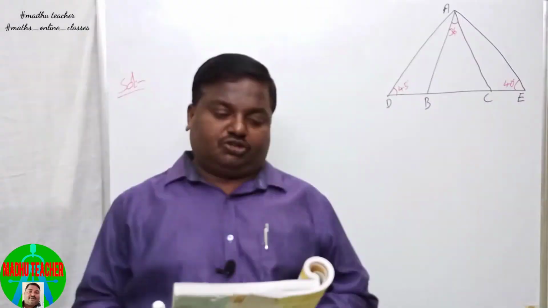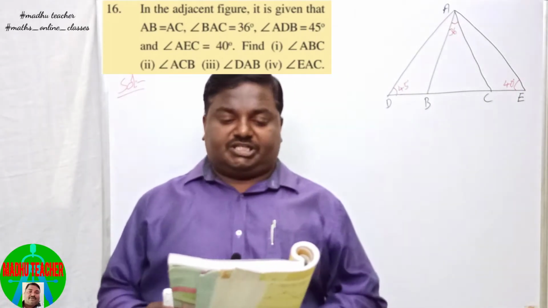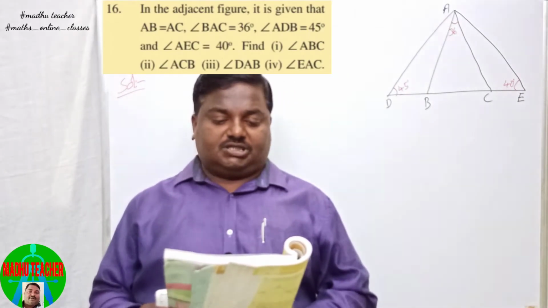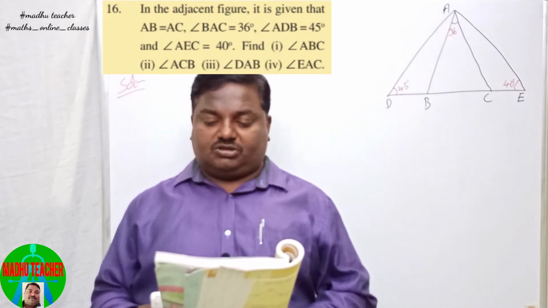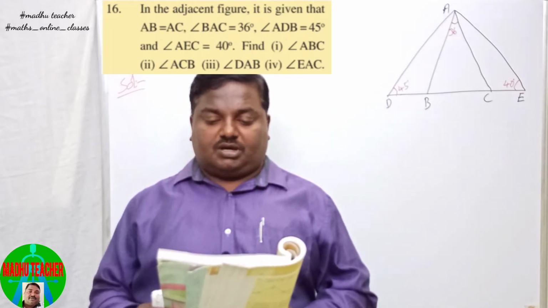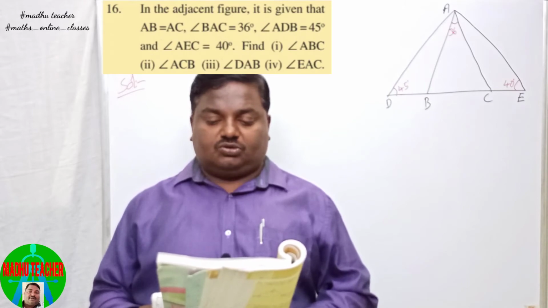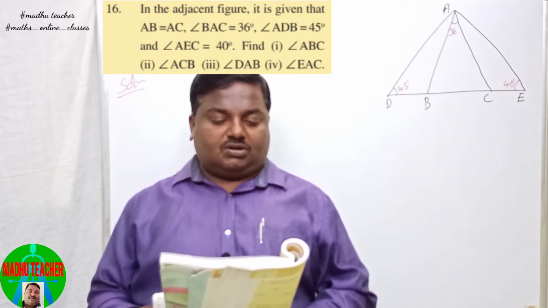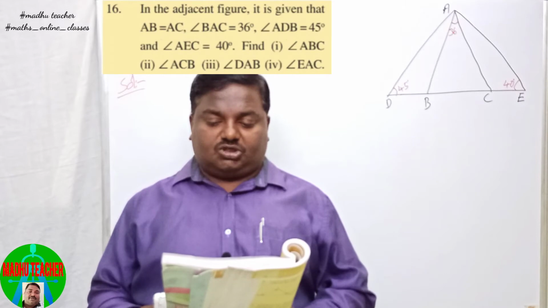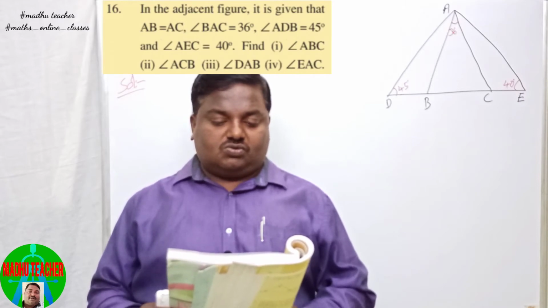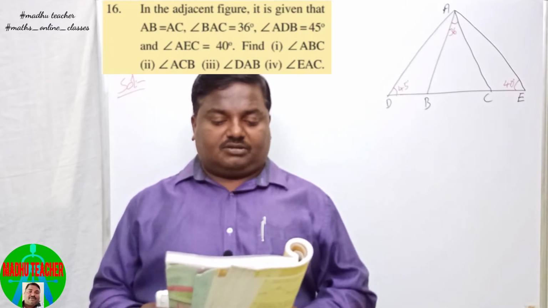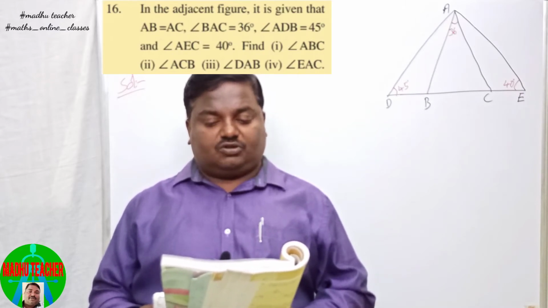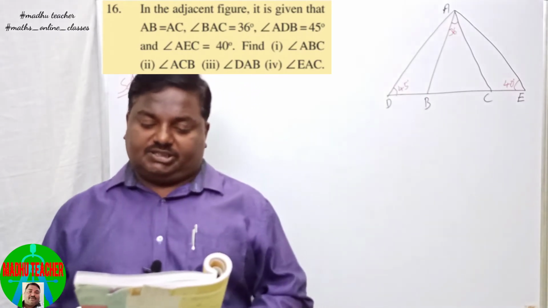So next, the 16th one is: in the adjacent figure it is given that AB equals AC, angle BAC equals 36 degrees, angle ADB equals 45 degrees, and angle AEC equals 40 degrees. Find angle ABC, angle ACB, third one is angle DAB, fourth one is angle EAC.